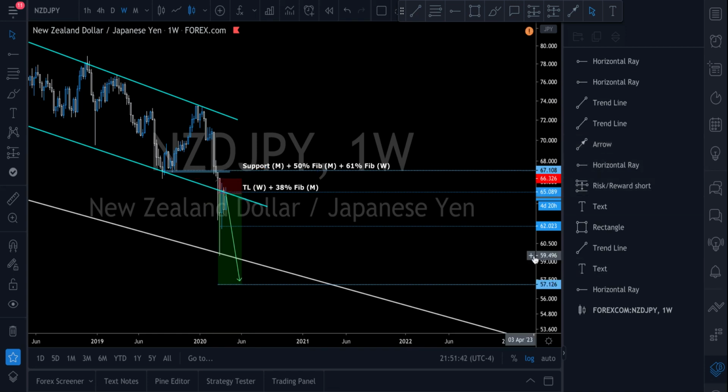That being said, this is New Zealand Japanese yen. I'm still trying to get the hang of this, as you guys can imagine. This is a little bit new to me because it's essentially live.